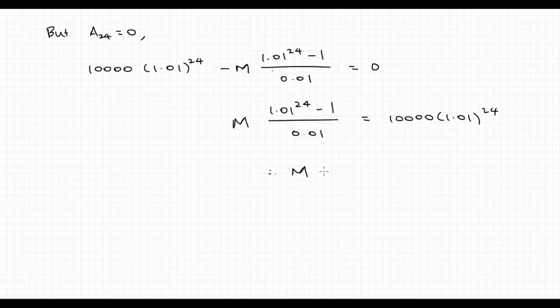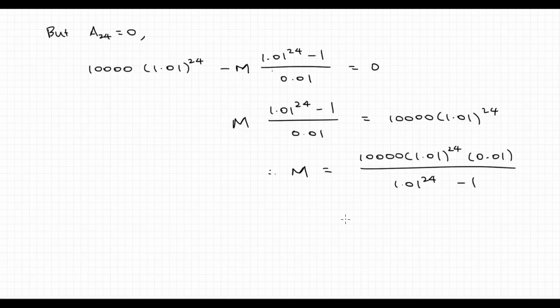Therefore, m is equal to 10,000 times 1.01 to the power 24 times 0.01 over 1.01 to the power 24 minus 1. So that's essentially what we have for Jennifer's monthly repayment. And if we plug all of this into the calculator, we're going to end up with a value of $470.73. So that's how we calculate reducible interest type problems.